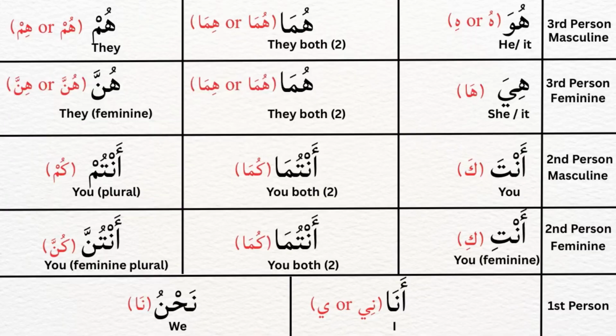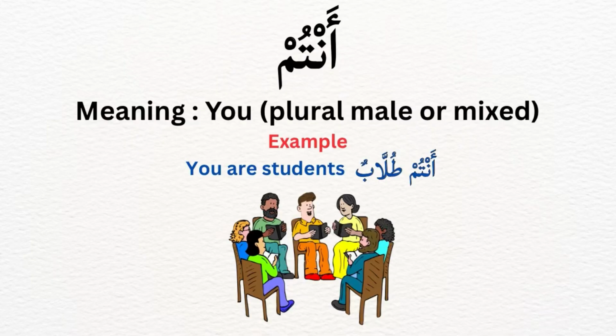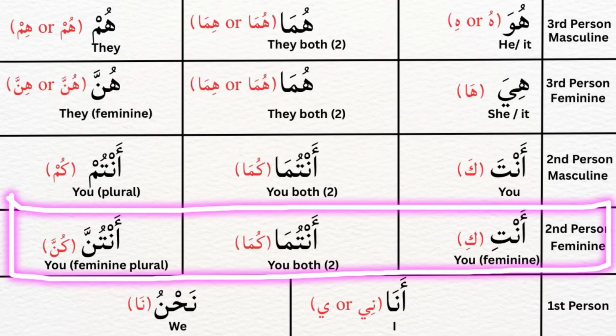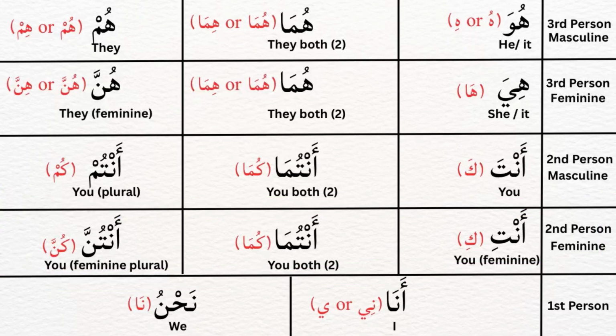Next comes antum. This is used for three or more males or a mixed group, like boys plus girls. In English, this means you all, or you plural. For example, you all are students: antum tullabun. In the next row, we have second person feminine.